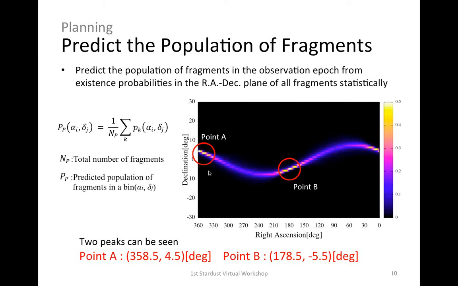One is at 358.5 and 4.5 degrees, which is named point A. And another peak is at 178.5 and minus 5.5 degrees, which is named point B.